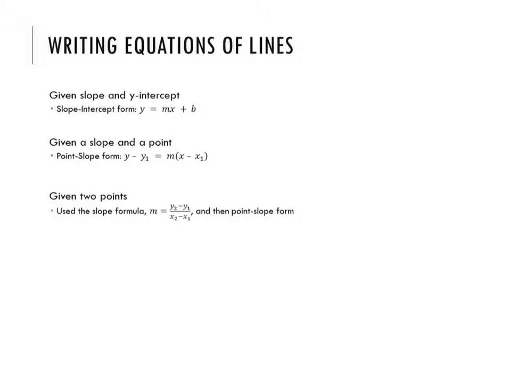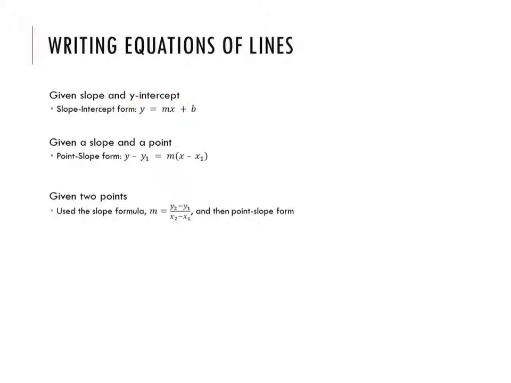There are two different forms that we can write an equation of a line in. The one we've talked about so far has been slope-intercept form, so you should be pretty familiar with it: y equals mx plus b, where m stands for the slope and b stands for the y-intercept. And if you are given the slope and the y-intercept, this one is the fastest to write.